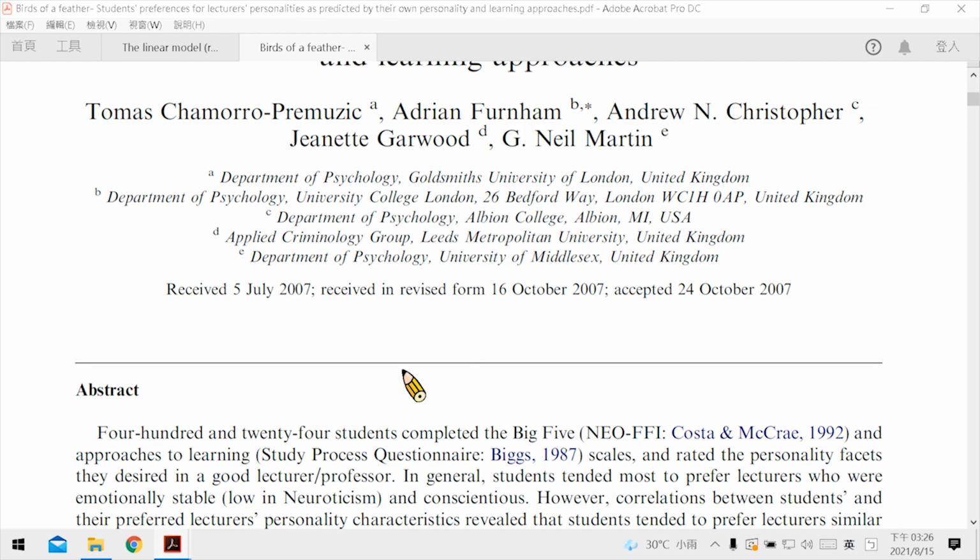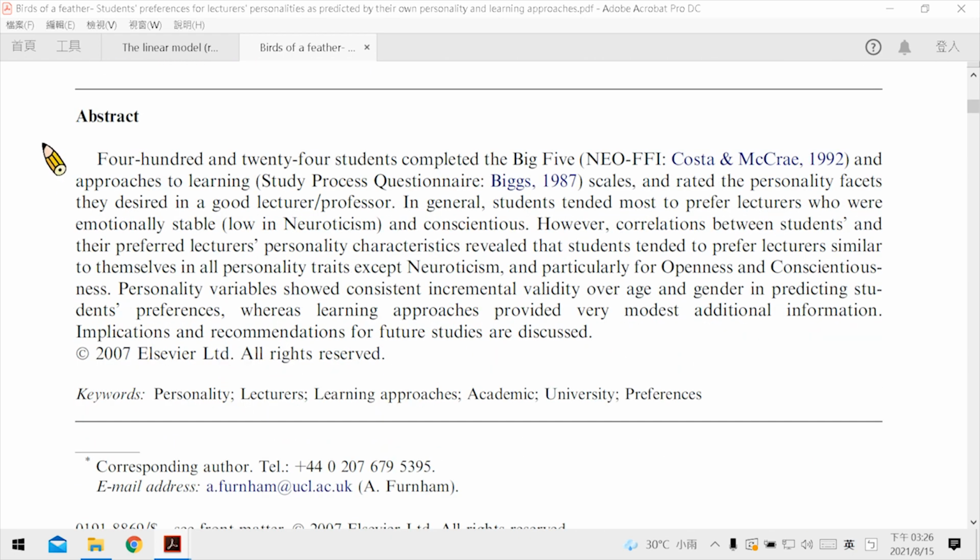Okay, first we read the abstract. 424 students completed the Big Five and approach to learning, the study process questionnaire, and rated the personality traits they delight in a good lecturer. In general, students tend to most prefer lecturers who were emotionally stable, low in neuroticism, and conscientious.